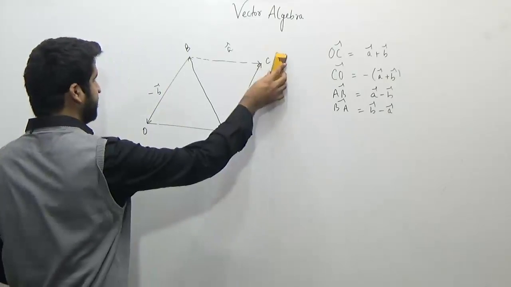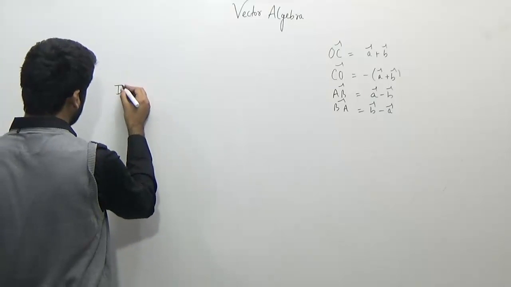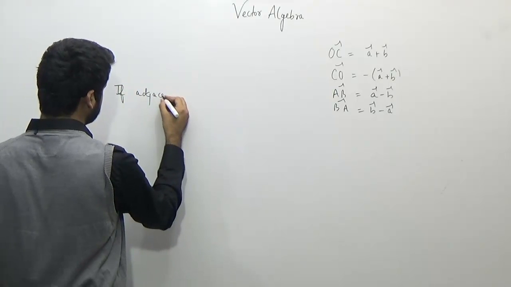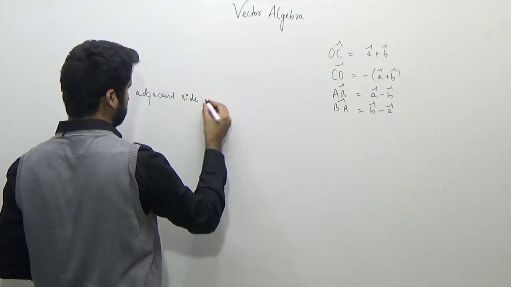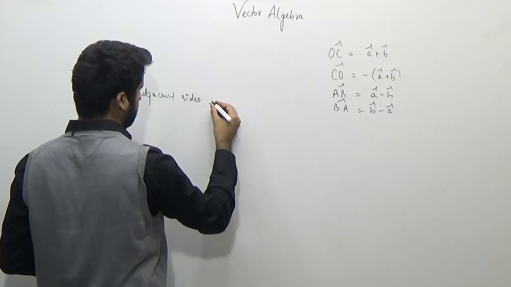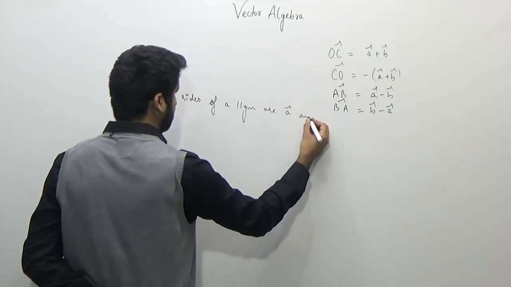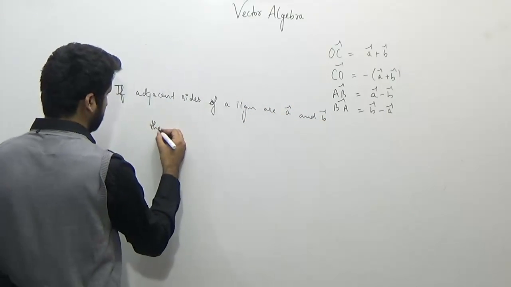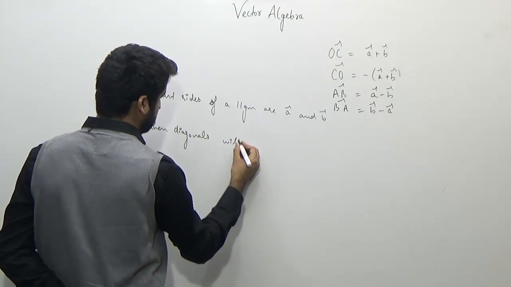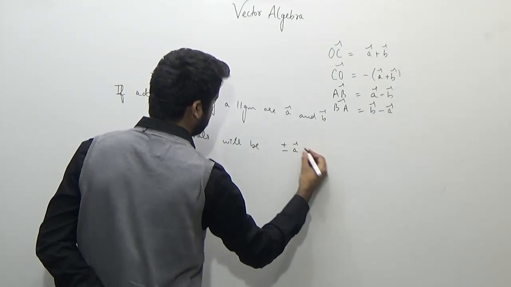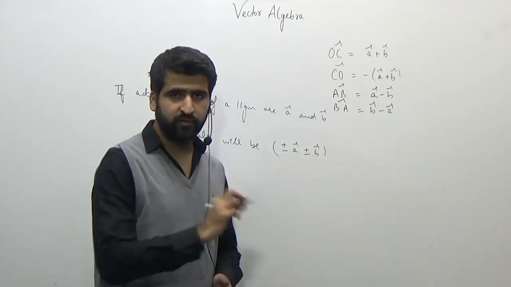So let's write it down in the form of a result. Just note it down. If the adjacent sides of a parallelogram are A vector and B vector, then the diagonals will be plus minus A vector plus minus B vector. So I am going to have four vectors over here, when I am using both plus, and when I am using both minus.